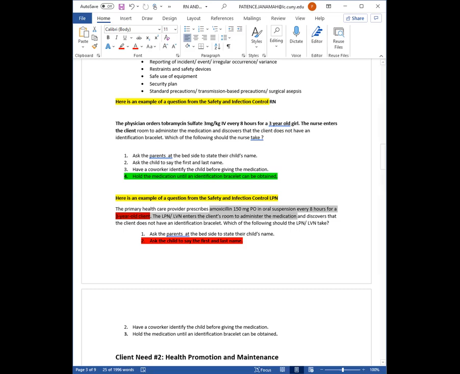So the safest action at this point is the mother who gave the name to the baby, who is with the patient right now. Any question? If you say you are holding the medication, it's a do nothing response. You are holding until an identification bracelet can be obtained. Who is going to obtain it?